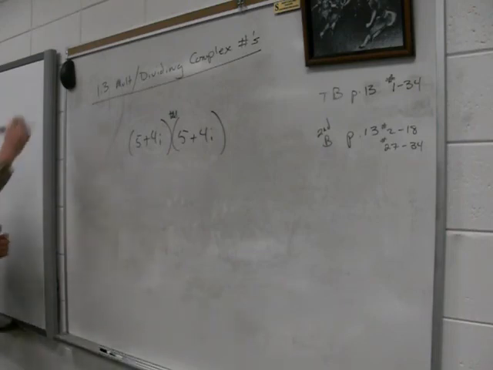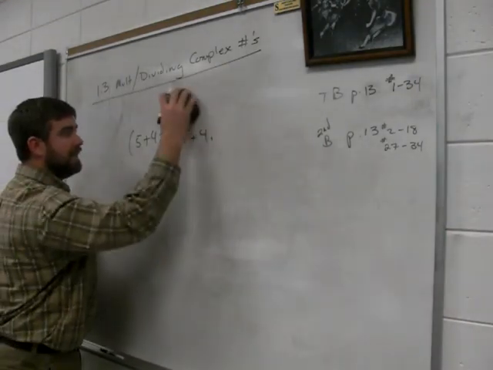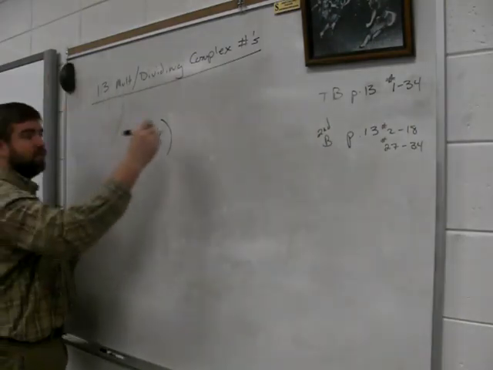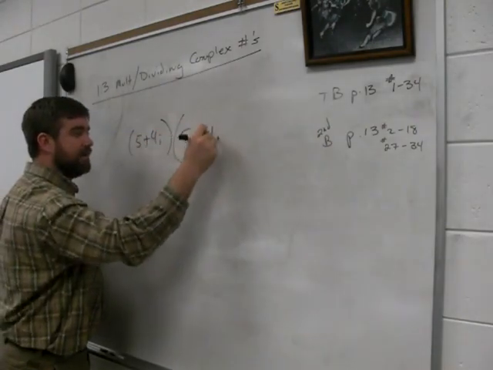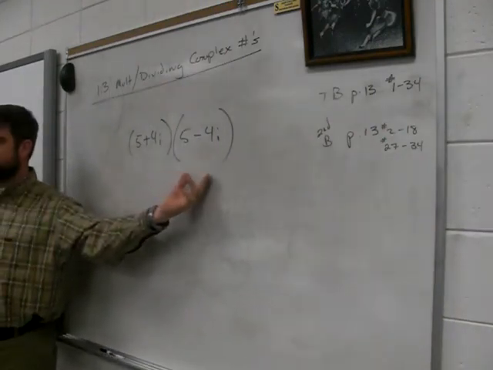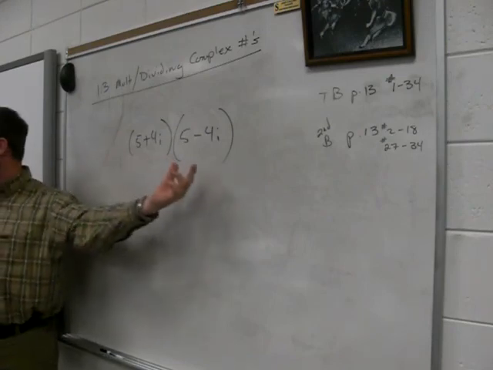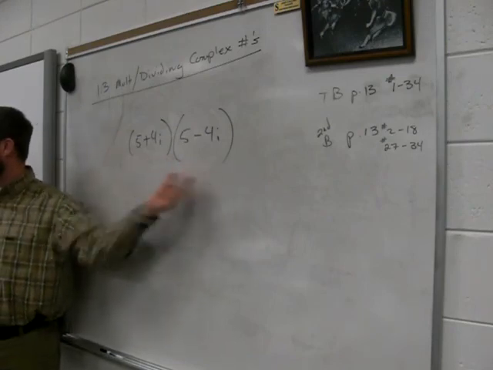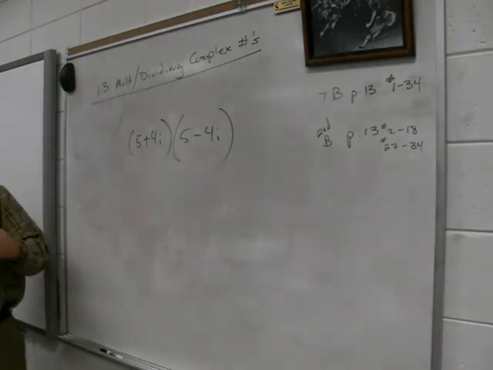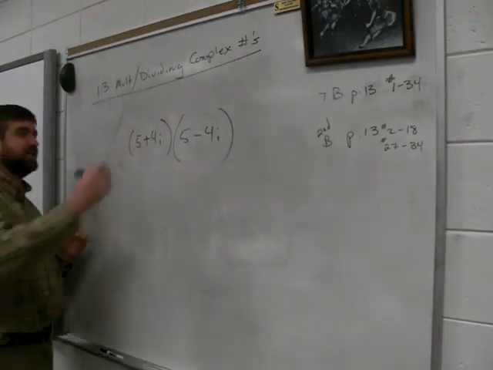The second special case, when we're multiplying, is when it looks like this. We get 5 plus 4i, and then over here we have 5 minus 4i. Okay? There is a special name for this. When it's 5 plus 4i, and over here we have 5 minus 4i, effectively the opposite of it, we have a special name for that. It's called the conjugate. Write that down.